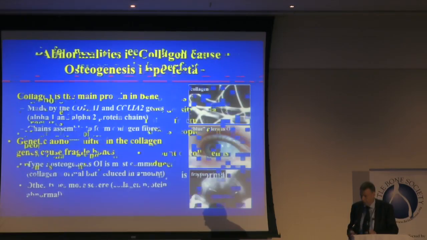And in those, the collagen protein is abnormal, whereas in type 1, as we call it, the collagen protein is actually normal, but it's just not there in enough amount.